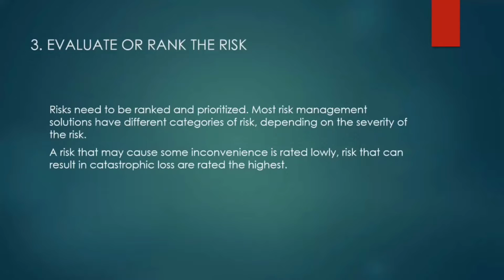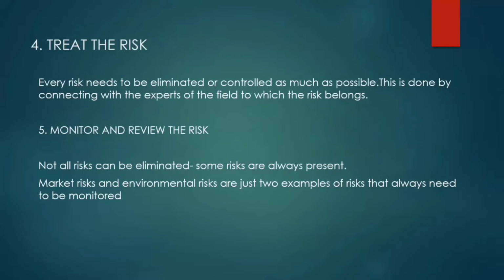The third step is to evaluate or rank the risk. Depending on the severity, the risk needs to be ranked and prioritized. A risk that may cause some inconvenience is rated low. Risks that can result in catastrophic loss are rated the highest. The fourth step is to treat the risk. Every risk needs to be eliminated or controlled as much as possible. This is done by connecting with the experts of the field to which the risk belongs.